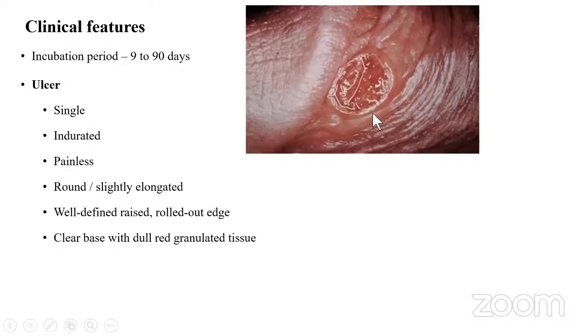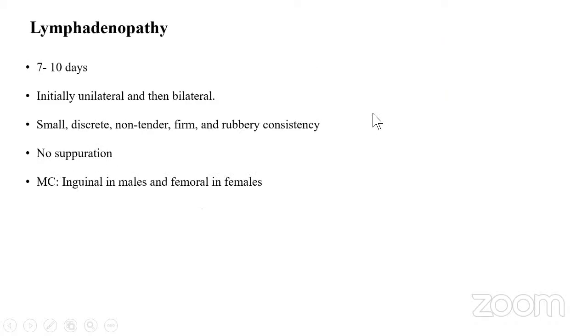And the patient also develops lymphadenopathy 7 to 10 days after the genital ulcer. Usually it's unilateral, then it becomes bilateral. When you palpate, the lymph nodes are small, discrete, and usually non-tender, with a firm and rubbery consistency. These lymph nodes, because of syphilis, do not suppurate. That is, they do not form an abscess. In males, the most common lymph nodes involved are the inguinal group, and in females, the most common lymph nodes are femoral.